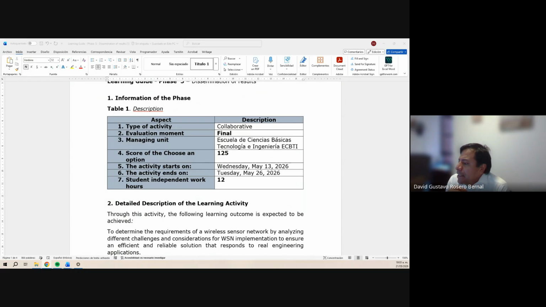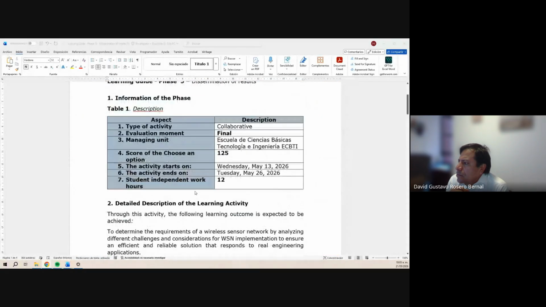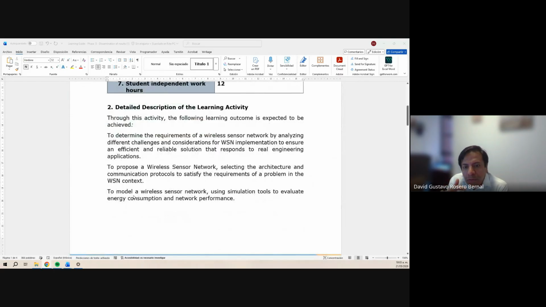There are three learning outcomes for this guide. The first is to determine the requirements of a wireless sensor network by analyzing the various challenges and considerations of the implementation. The second is to propose a wireless sensor network, selecting the architecture and the communication protocols that satisfy the requirements of the problem. The third is to model a wireless sensor network using simulation tools to evaluate energy consumption and network performance.